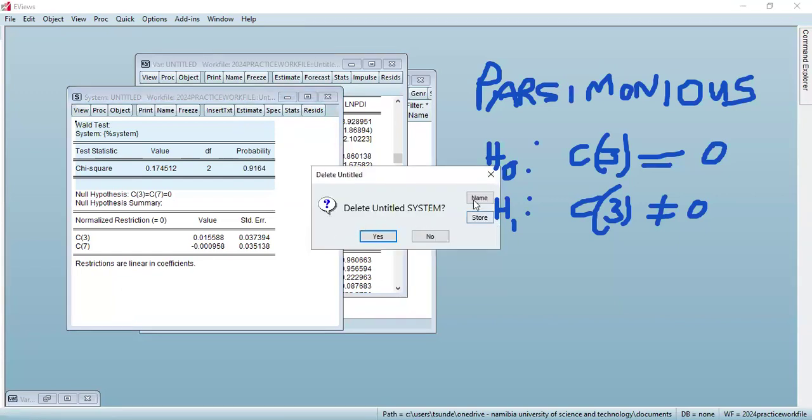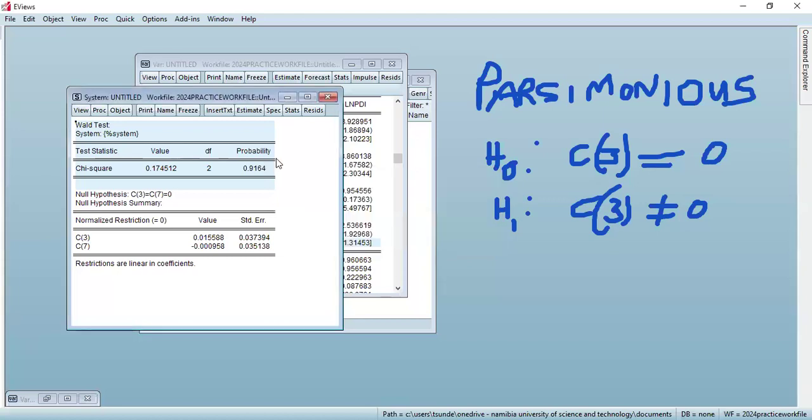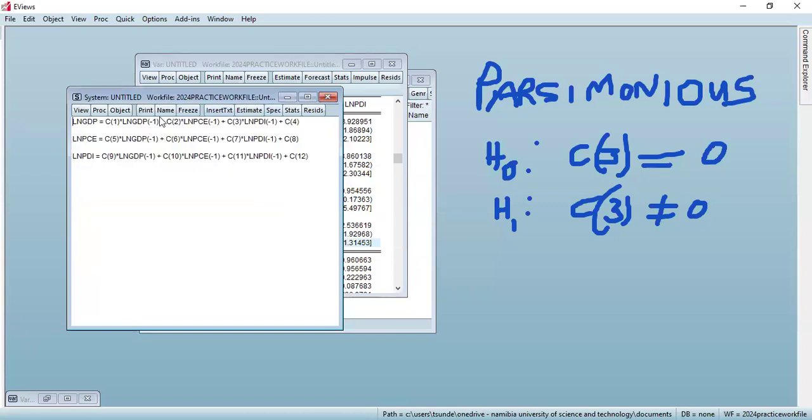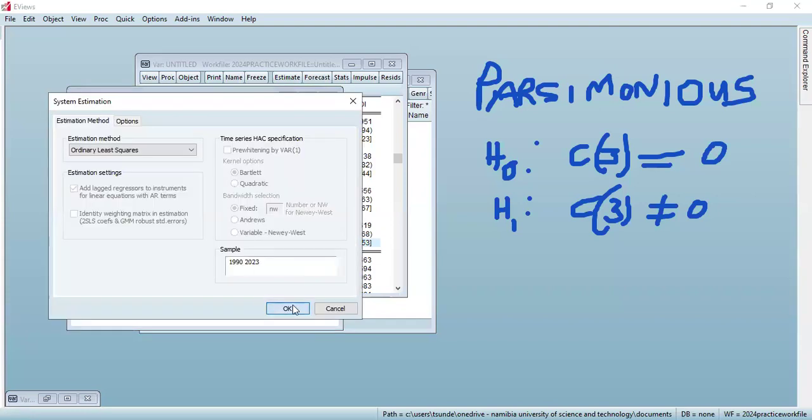So C6 and C7. Then we go to specification. We want to remove C6 and C7. Where is C6? It's here. We remove C6. Then we remove C7, which is that. Right. And then we estimate again. I think there are 2 pluses there. Let me remove 1. We estimate again and see how our results change.